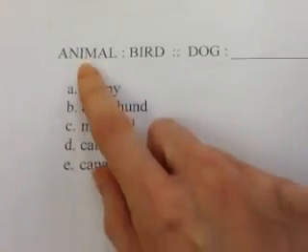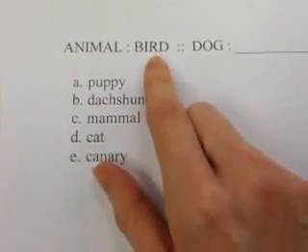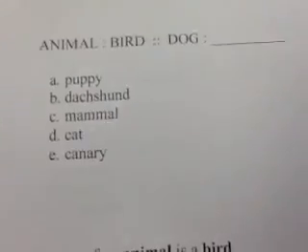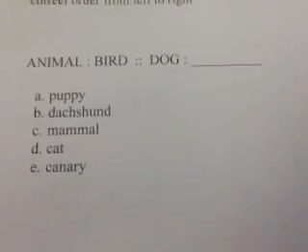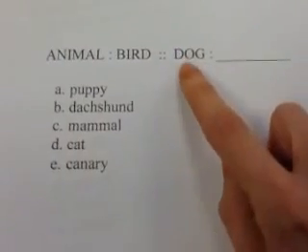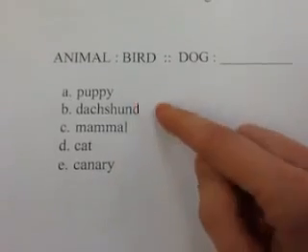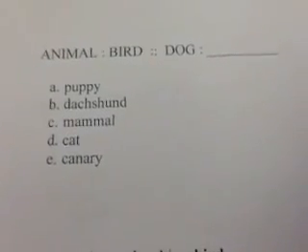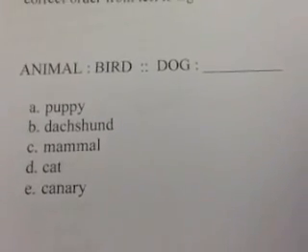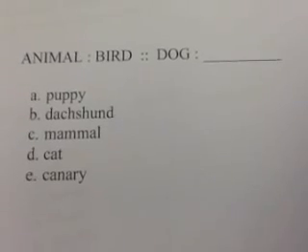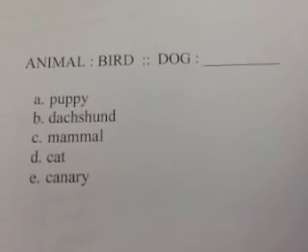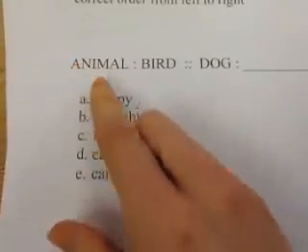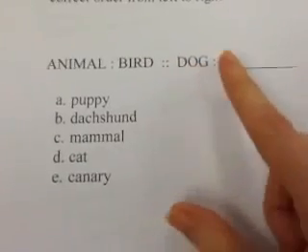Here's a sentence that I came up with to explain the relationship of animal and bird. A type of animal is a bird. Now that I've given you that sentence, you can look at the second part. Now we've got dog and something. It's going to be one of these answers: puppy, dachshund, mammal, cat, or canary. So using the hint from our sentence, a type of animal is a bird, we can use that same sentence and replace the word animal with dog to help us figure out what the final answer will be. So, a type of animal is a bird, a type of dog is a blank.